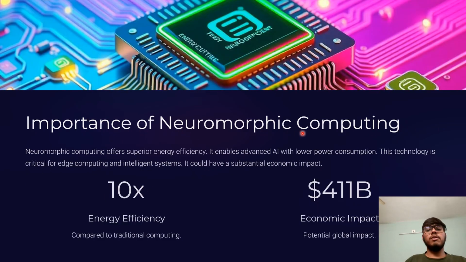Importance of neuromorphic computing. The technology is important because it offers 10 times more efficiency and uses much less power, making it perfect for IoT devices and smart systems. Its global economic impact is also huge. It could reach up to 411 billion dollars.